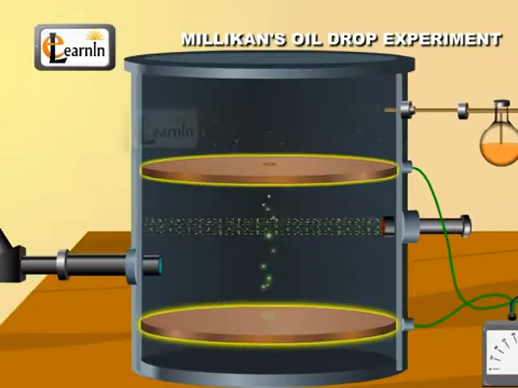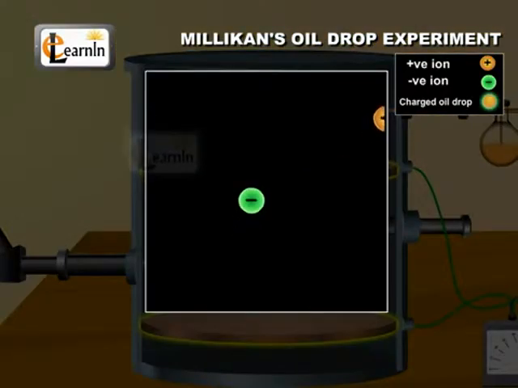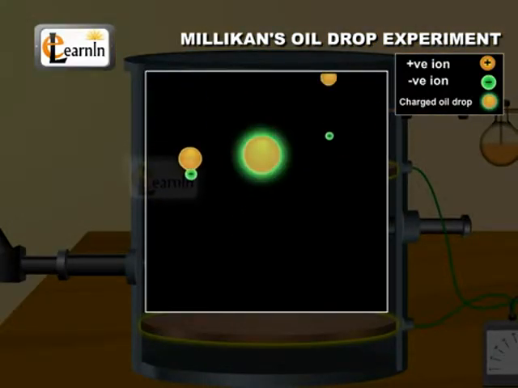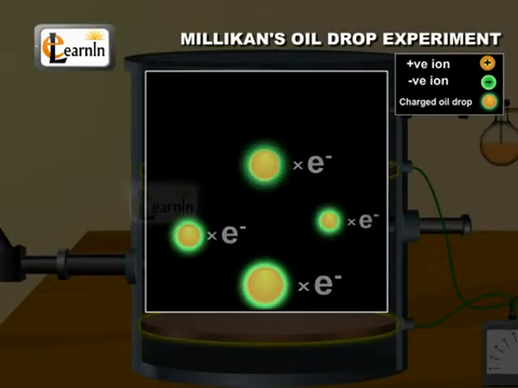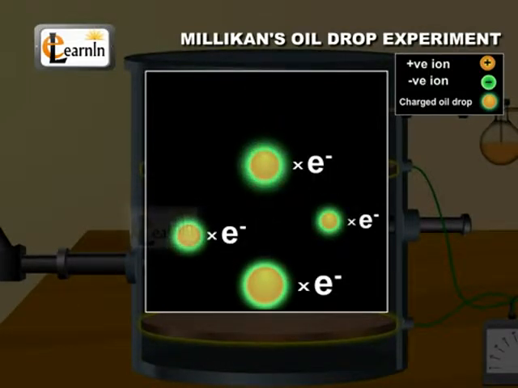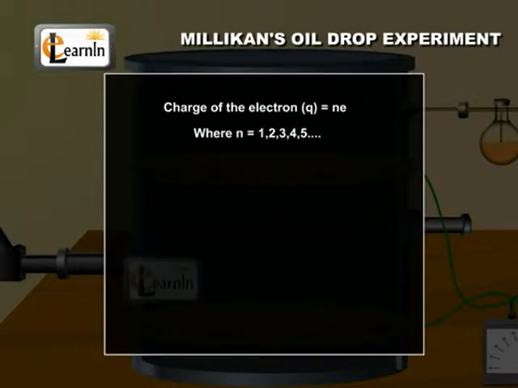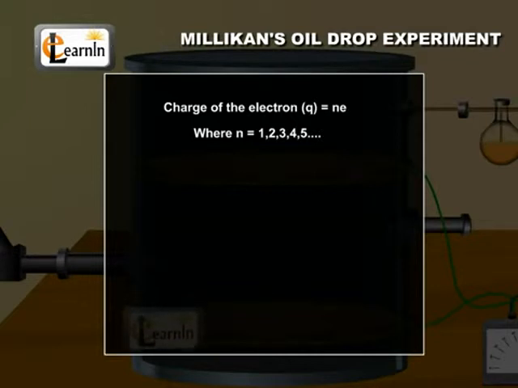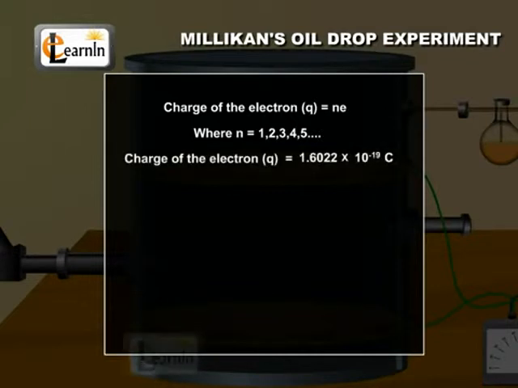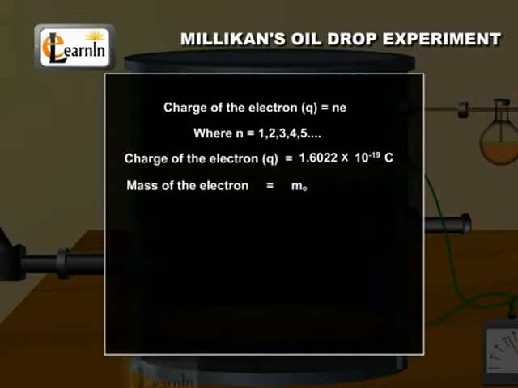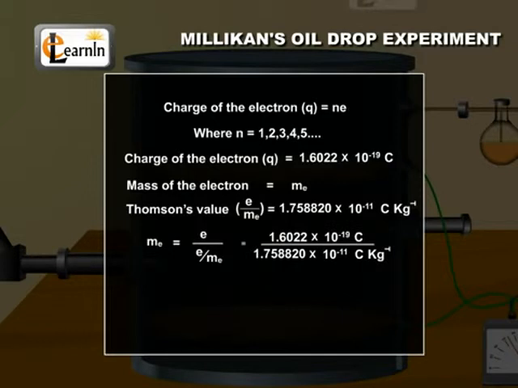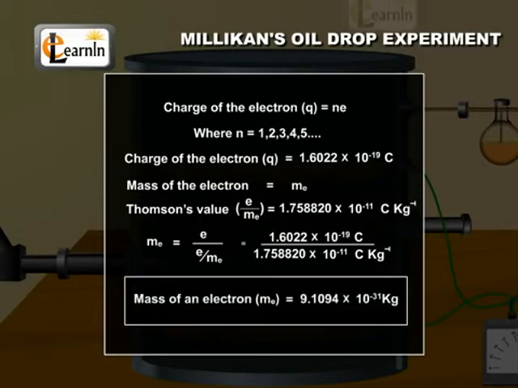With this experiment, he observed that the magnitude of electrical charge q on the droplets is always a multiple of electrical charge e. That is, q equals n e, where n equals 1, 2, 3, and so on. Using the value of charge of the electron, the mass of the electron, m_e, was then determined by combining Thomson's value of e by m_e ratio. The value shown is the value of the mass of an electron.